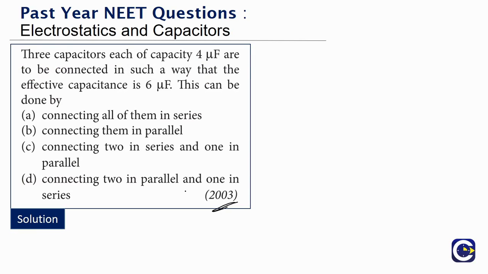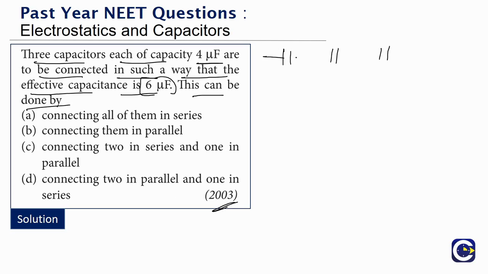Next we have a question. It has come in 2003, based on capacitors. Three capacitors each having a capacity of 4 microfarad are to be connected in such a way that the effective capacitance is 6 microfarad. This can be achieved by, or this can be done by. So this kind of question, either we will go through the options, because imagine we have 3 capacitors. How can we arrange them?